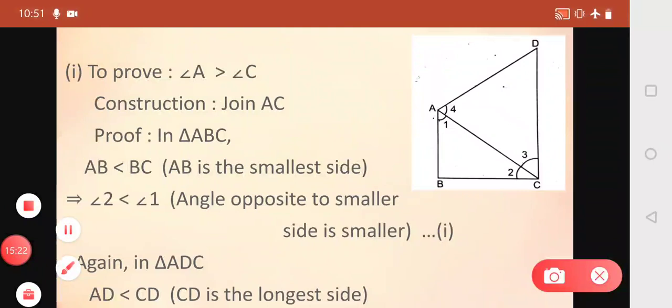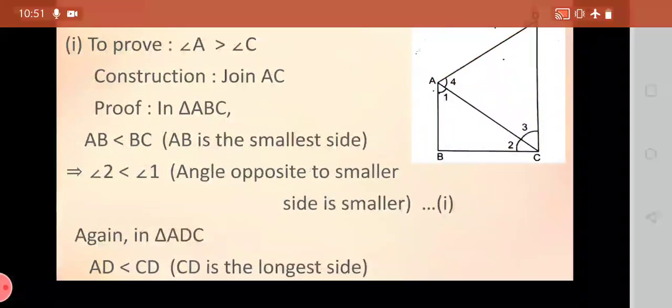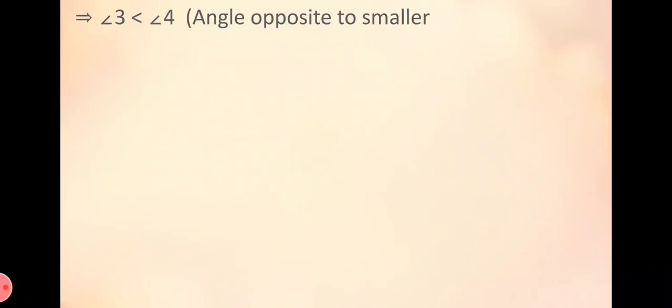Now the opposite angle of AD, this is our side AD, will be angle 3. Similarly the opposite angle of CD, this is our side CD, will be angle 4. So we write angle 3 is less than angle 4. The angle opposite to the smaller side is smaller. Let it be number 2.